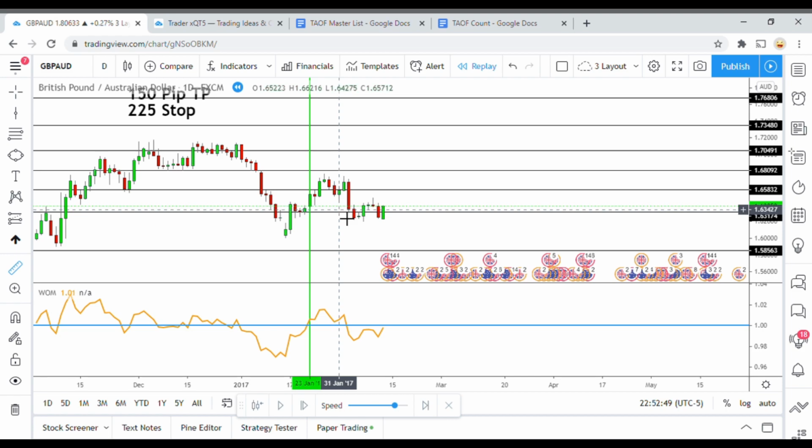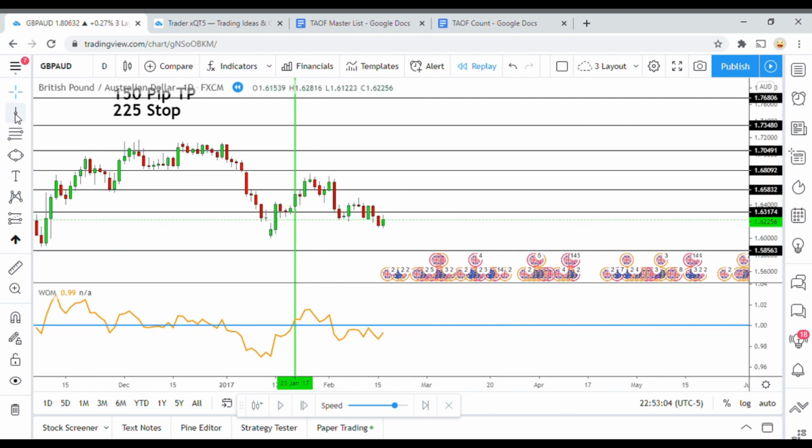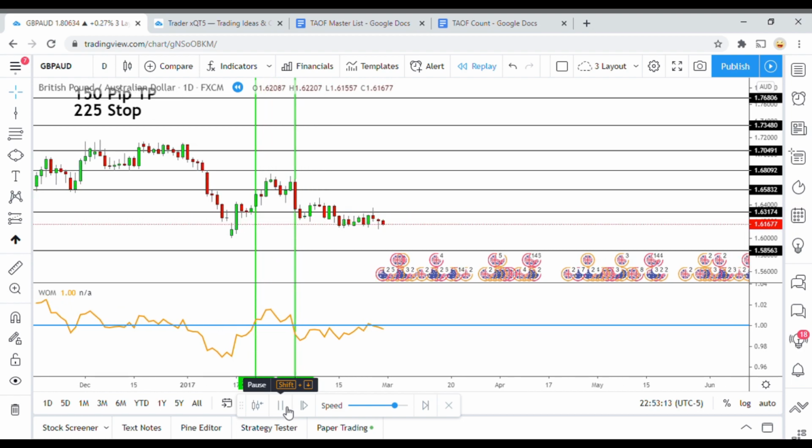That one might not have done so well. Not 150 there. Bounced up here. Didn't stop us out. Got pretty close. Let's go ahead and play it out. There it goes. Eventually got us there. Took a second, but it did.